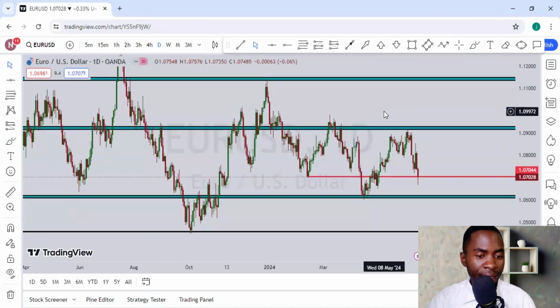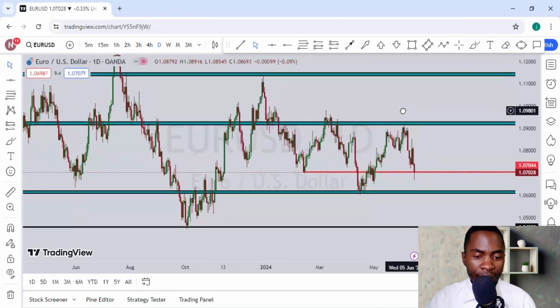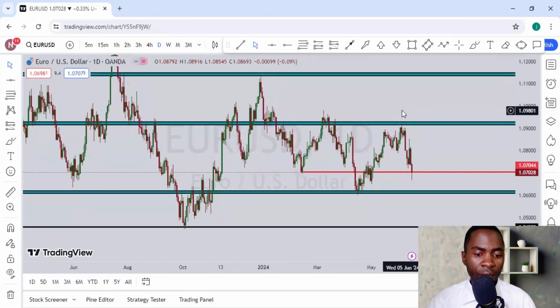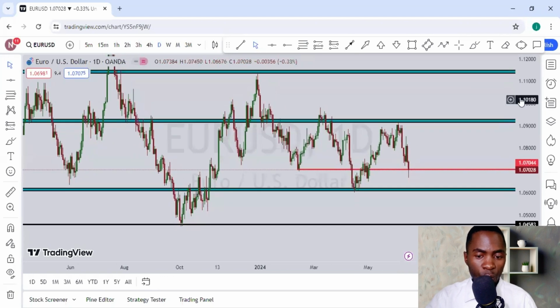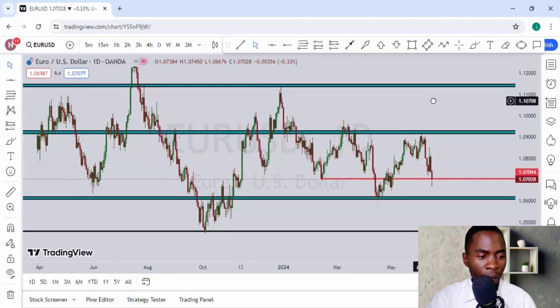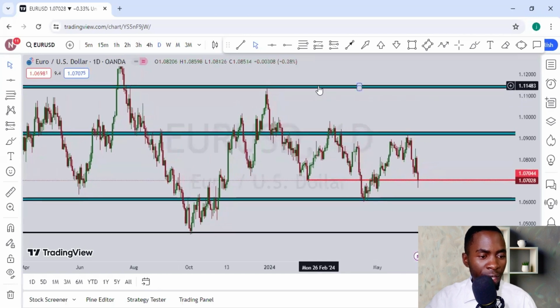This is EUR/USD. I entered this trade immediately after the CPI news. When the CPI was released, I waited, then I came back to the market and saw this particular setup which fit me. So I entered this trade immediately after CPI, and the market performed and went in my direction. First of all, I'm going to show you these zones.